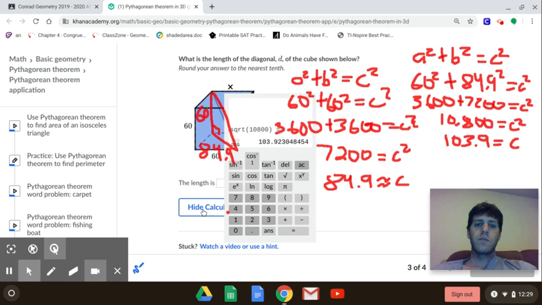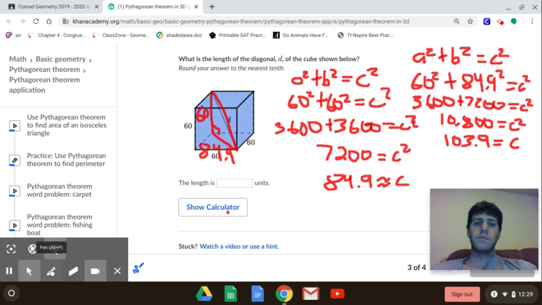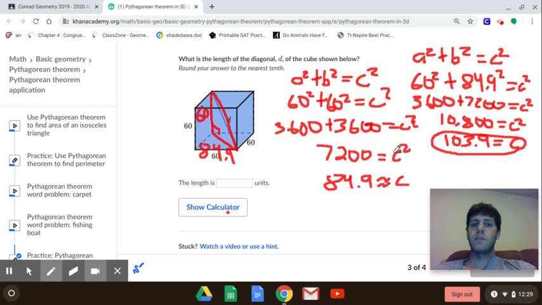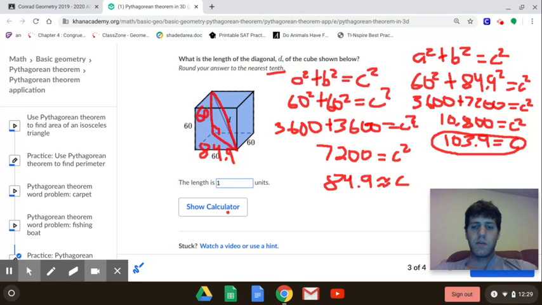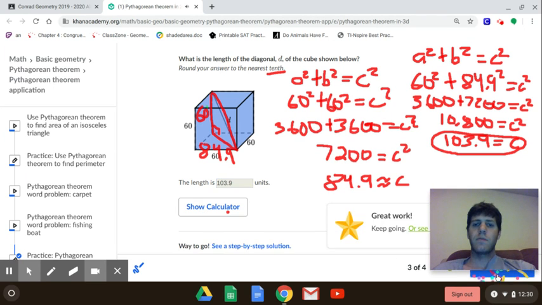Okay, so that leaves us 103.9. That's rounded to the 10th place, right? You know, 1 decimal place, that's the 10th place. So 103.9. Let's see if we got it right. 103.9. Great.